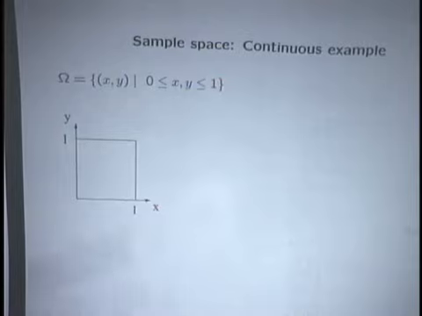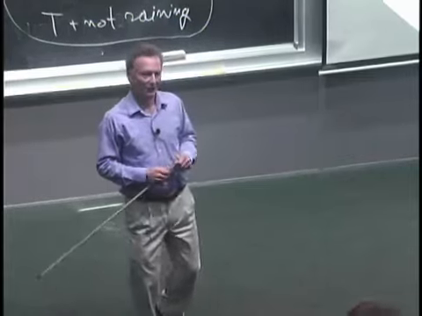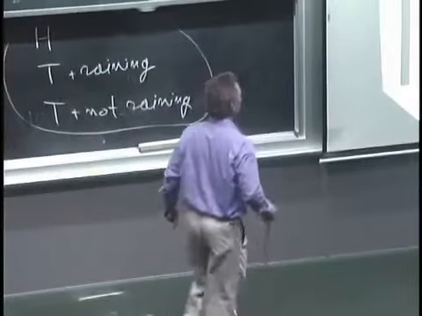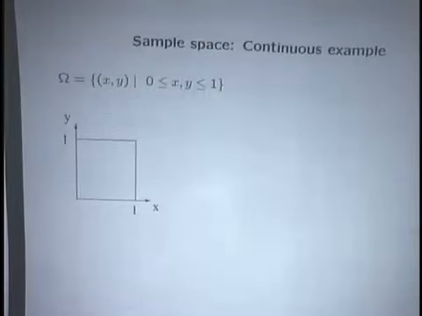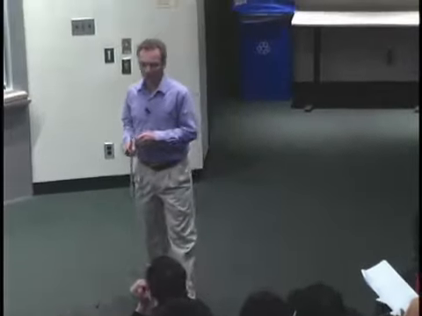So a typical outcome of the experiment is going to be a pair of numbers, x, y, where x and y are real numbers between 0 and 1. Now there's infinitely many real numbers. There's infinitely many points in the square. So this is an example in which our sample space is an infinite set. OK, so we're going to revisit this example a little later. OK, so these are two examples of what a sample space might be in simple experiments.